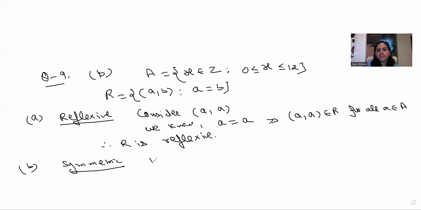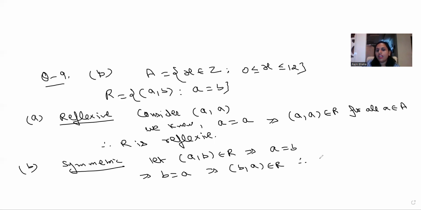For symmetric we will write, let (A, B) belongs to R. Now (A, B) belongs to R. This implies A is equal to B. If A is equal to B, then B is also equal to A. This implies B is equal to A, and therefore we can conclude that (B, A) belongs to R, and therefore our relation R is symmetric.